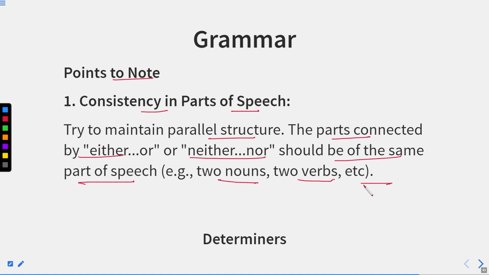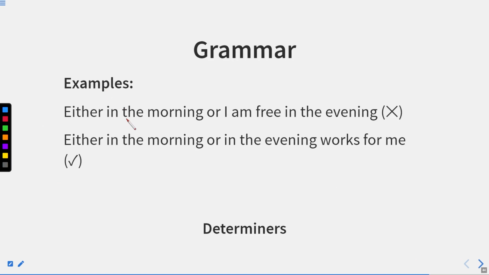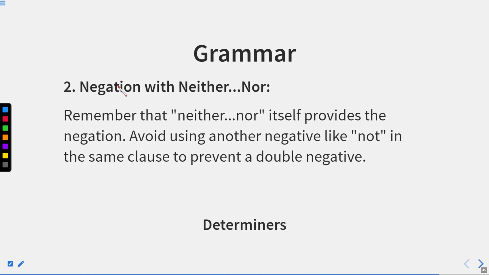This is again a very important thing. Either in the morning or I'm free in the evening. So this sentence is incorrect. The correct one will be either in the morning or in the evening works for me. Now let us move to the next one.